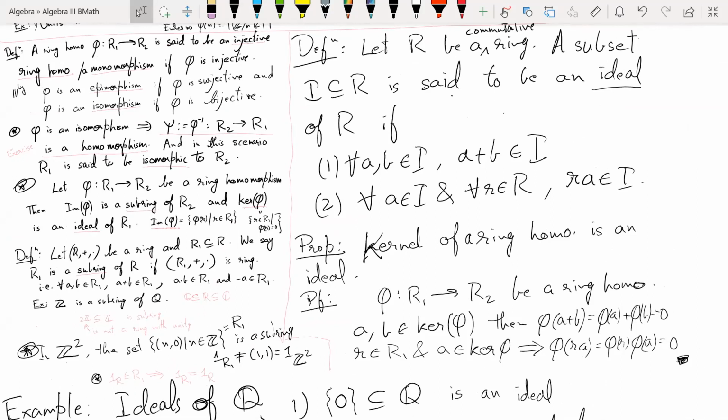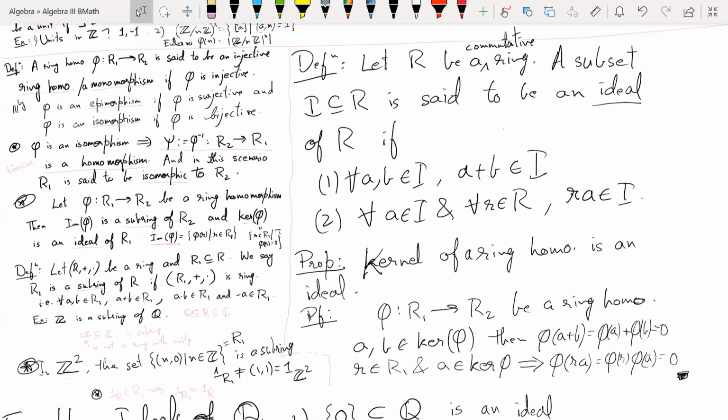Let R be a commutative ring. A subset I of R is said to be an ideal of R if for all a, b in I, a plus b belongs to I. So it should be a group under addition. And secondly, not only should two elements of I multiply to give you an element in I, but even if you do a scalar multiplication, so even if you multiply an element of R with an element of I, you get an element of I.